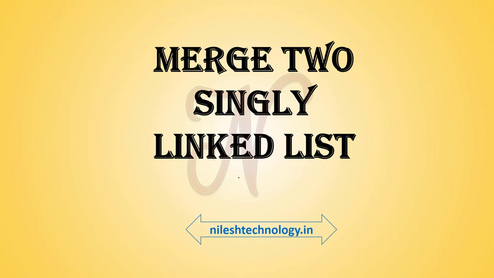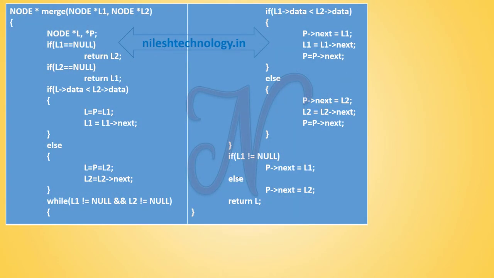In this video we will see how to merge two singly linked lists. Let's begin. This is your function. My function name is merge, and here we pass the two linked lists, L1 and L2.